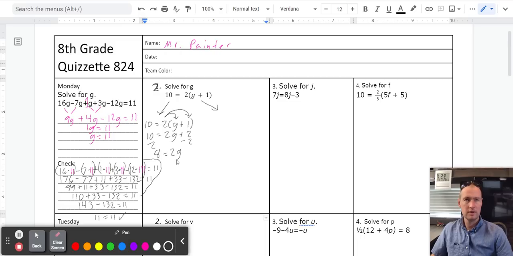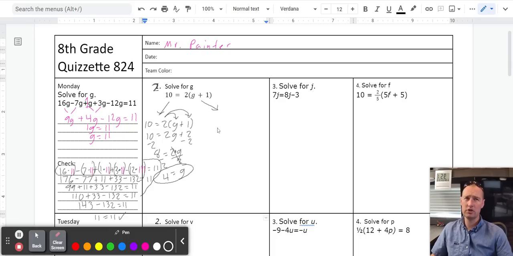2G. Last step, because we have 2 times G on the right side, we're going to divide both sides by 2. So divide 2, divide 2. 8 divided by 2 is equal to 4. And the 2's cancel out. 4 equals G. So that's way number 1.